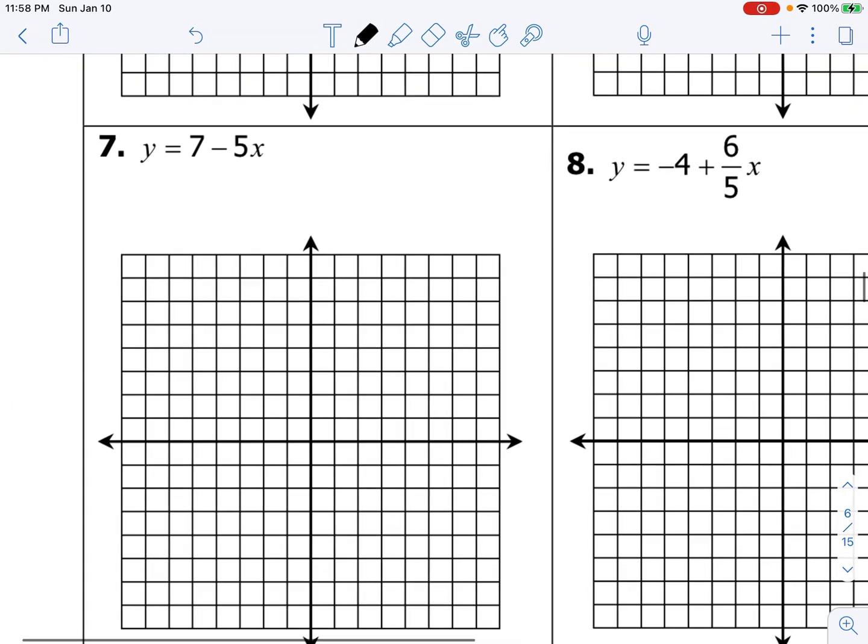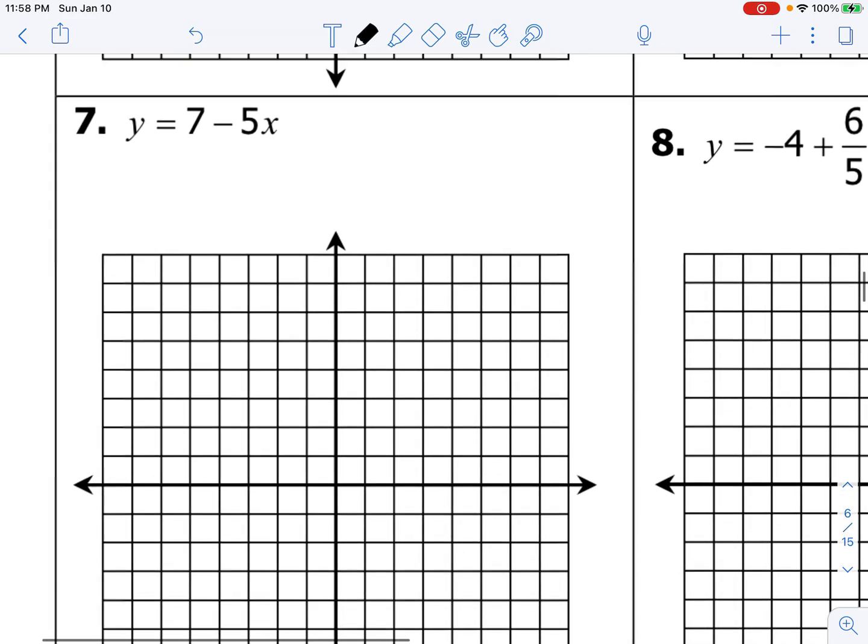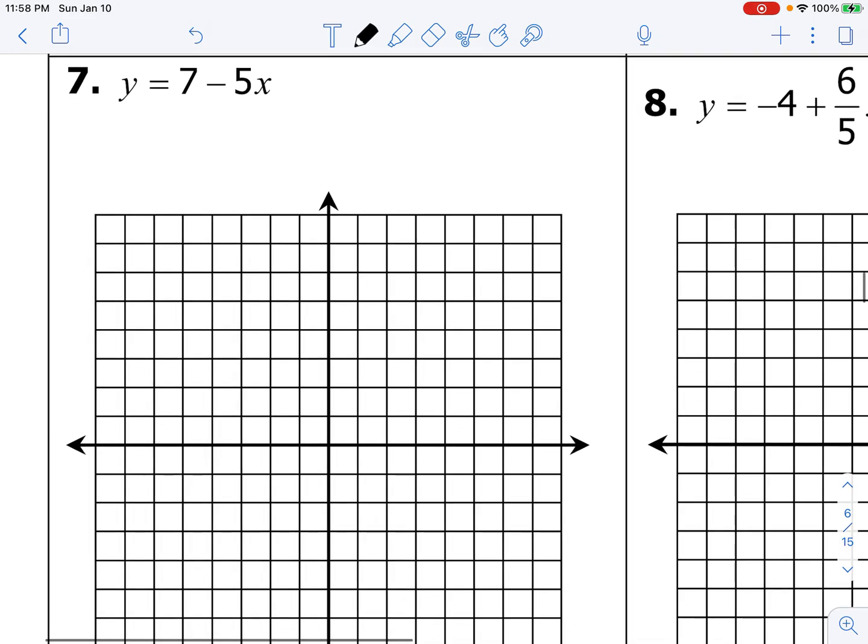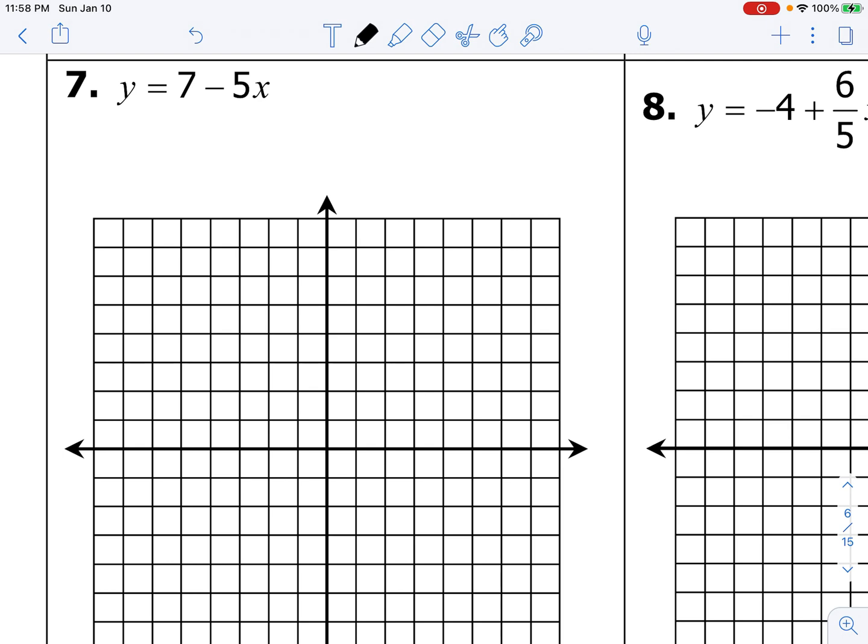Okay, number 7, kind of like I showed on the notes video, this is actually already in y equals mx plus b, but they just switched the y-intercept and the slope. So we're going to switch it back. Okay, so the slope is -5x, which is negative, so make sure I get that negative sign. The 7 is positive, so make sure I put that plus there.